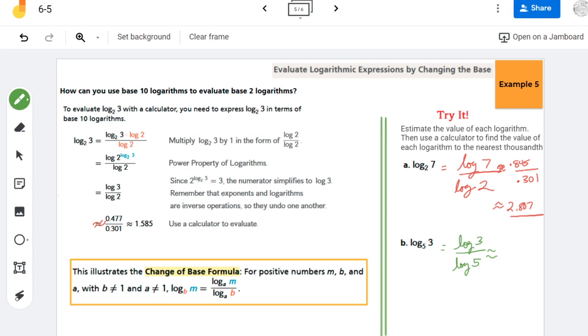So the logarithm of 3 is about 0.477. And the logarithm of 5 is about 0.699. So together, 0.477 divided by 0.699 is about 0.682.